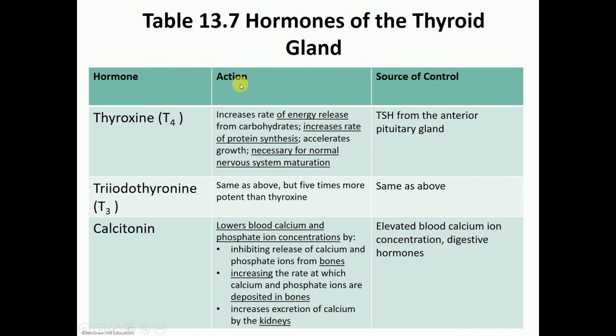The action that they produce, well, first of all, it is the hormone of metabolism. It is responsible for what is known as the BMR, or the basal metabolic rate of the body. And that is why if anybody has low metabolism or very high metabolism, the first thing they would do would be to check their thyroid hormones. Because again, T3 and T4, or thyroxine, is the hormone of metabolism.